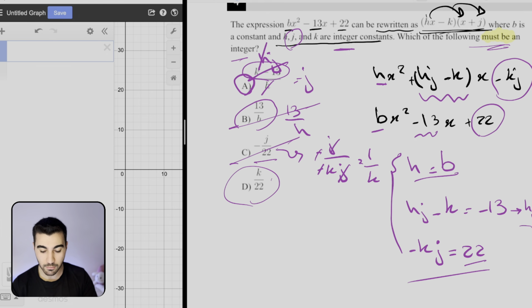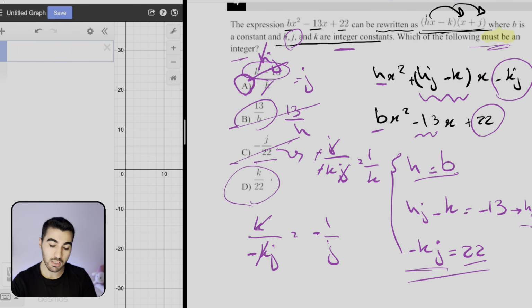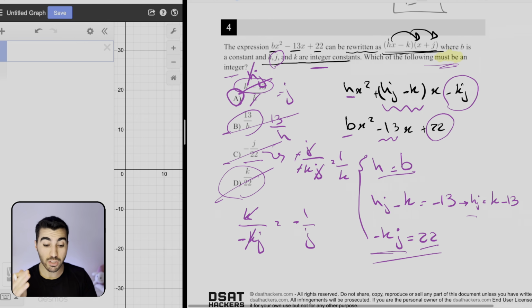The same is going to be for this one, k over 22. Again, let's say 22 is negative kj, so let's put that there, k over negative kj, so k and k cancel out, and we get negative 1 over j, and it's the same concept as this one. Negative 1 over j, j is an integer, it can be an integer, it cannot be an integer, so it depends on what j is. It's not always an integer, so this is also out. Choice A was always an integer, that's why that's the correct choice.